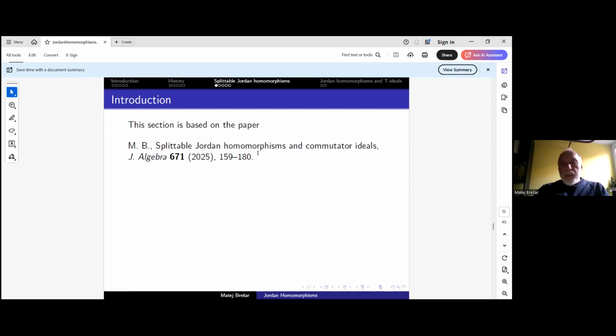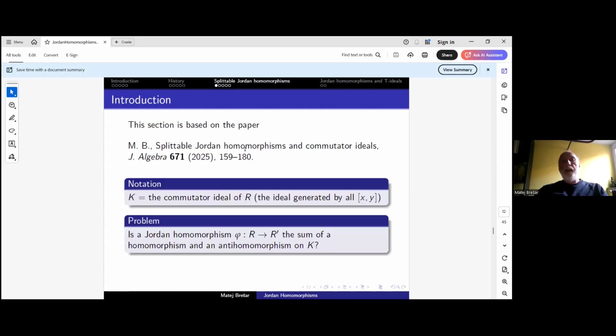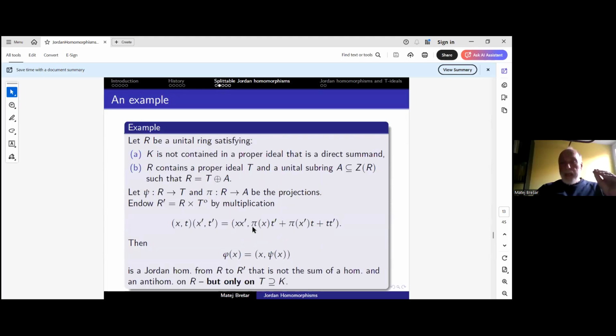Okay, so I will now first speak briefly about this first paper, which was just published. K will denote the commutator ideal of R. It is the ideal generated by all commutators. And the problem which I will study now is whether a Jordan homomorphism is the sum of a homomorphism and an anti-homomorphism, not on the whole ring, but on K. Why on the commutator ideal? This example here, I have no time to comment on it.